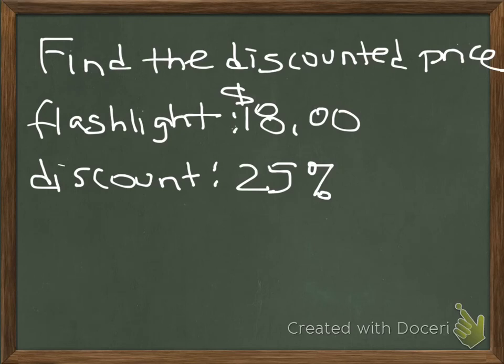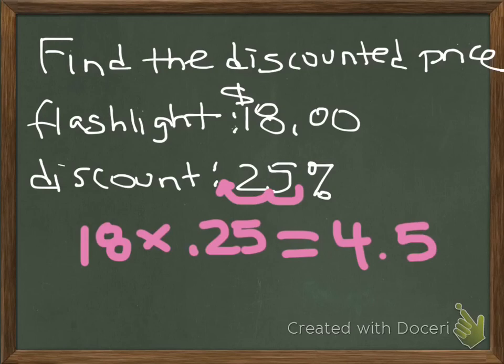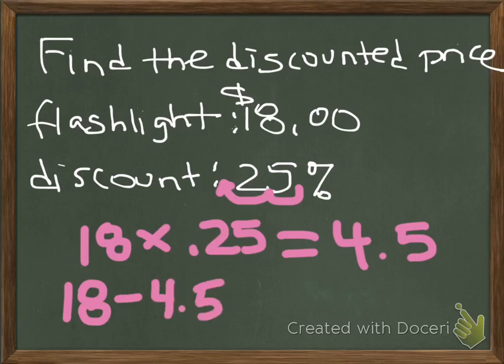Here we need to find the discounted price, so we're going to take our price and multiply by the discount, but we multiply by the discount as a decimal, not a percent. So to do that, we move our decimal point to the left 2 spots, and we have 18 times 0.25, which gives us 4.5. And then we need to subtract that from 18, since this is a discount, which gives us 13.5.